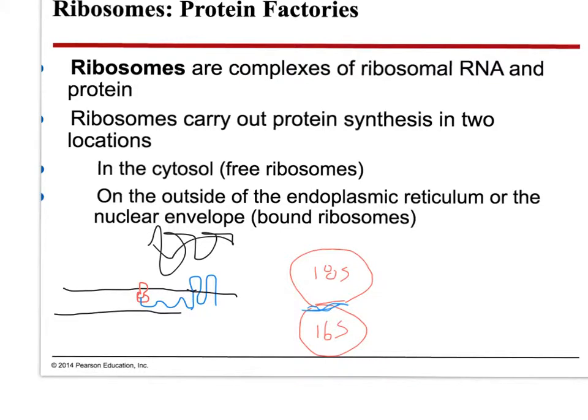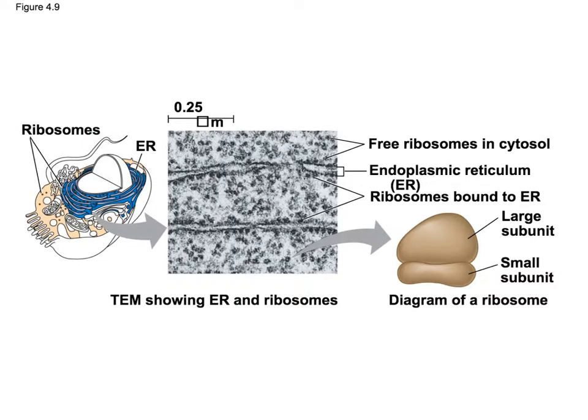Rather than having a protein that has to be unfolded, embedded into the membrane and then refolded into its right structure. Okay? So that's a huge advantage to having those ribosomes bound on the ER. All right? So this is what it looks like.